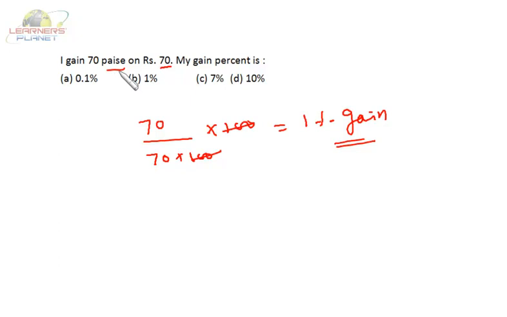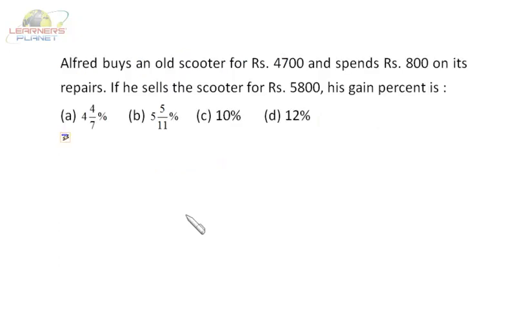It's actually very important to keep both the quantities in same unit. Now in this question, Alfred buys an old scooter for rupees 4700 and spends rupees 800 on its repairs. If he sells the scooter for rupees 5800, we have to find out his percentage profit.